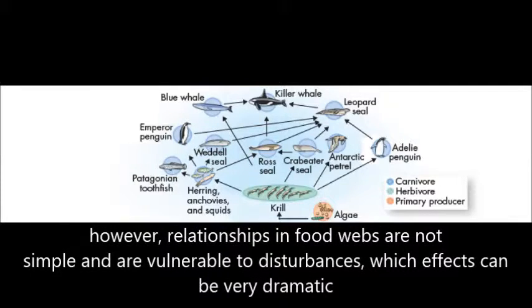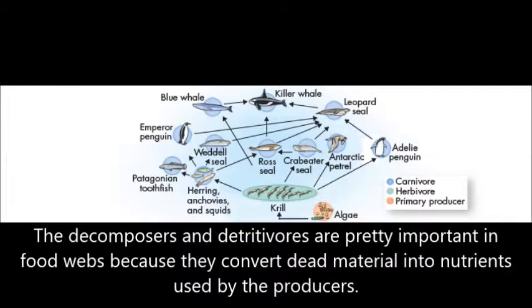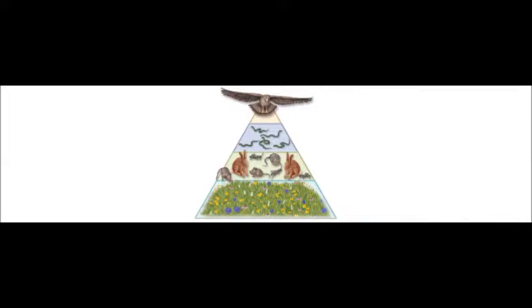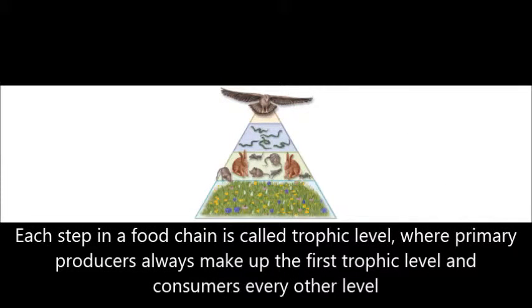However, relationships in food webs are not simple and are vulnerable to disturbances, whose effects can be very dramatic. The decomposers and detritivores are very important in food webs because they convert dead material into nutrients used by the producers. Trophic levels and ecological pyramids. Each step in a food web is called a trophic level, where primary producers always make up the first trophic level and consumers every other level.